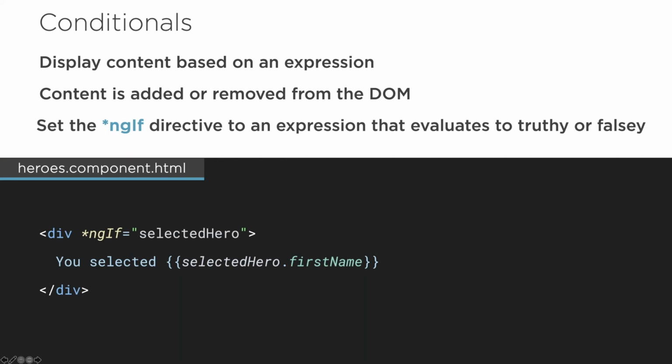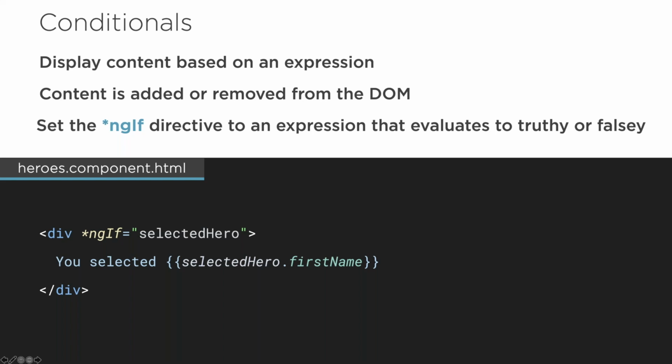If you've got a list of heroes above this HTML, if nobody's selected a hero yet, maybe you don't want to show some details. So you might have this div below that list where it says ngIf only show it if selectedHero. Well, what is selectedHero? SelectedHero might be the actual hero somebody selected from the list above. And if it has a value, it's truthy. That's a way of saying it's got a value.